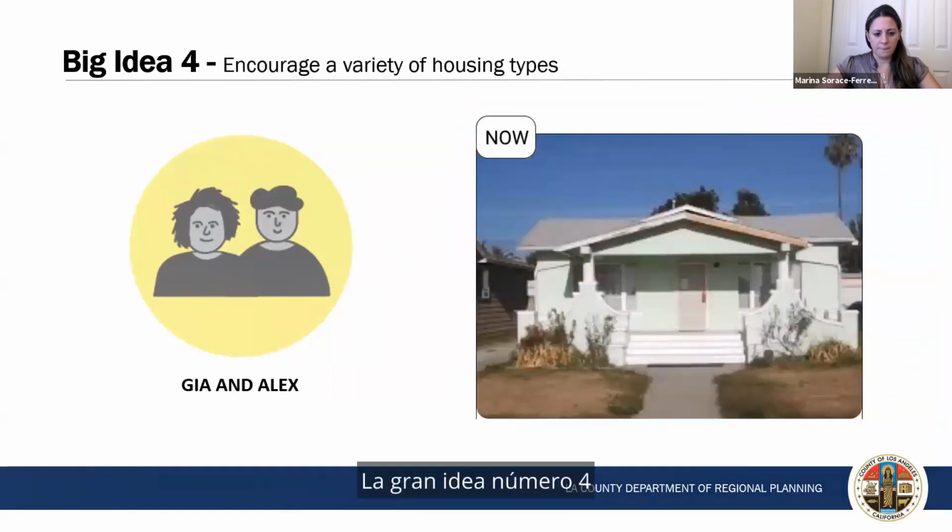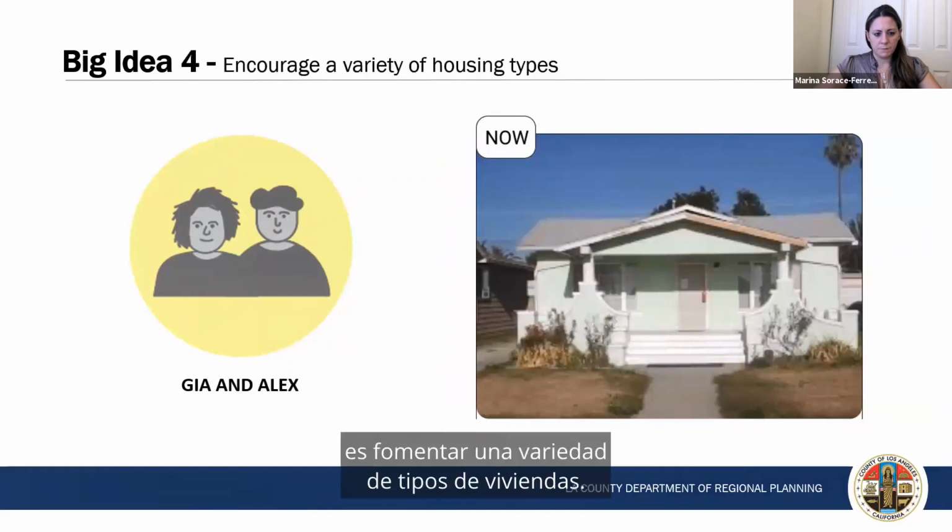Big idea number 4 is to encourage a variety of housing types. Gia and Alex will share their fictional story to help bring big idea number 4 to life.